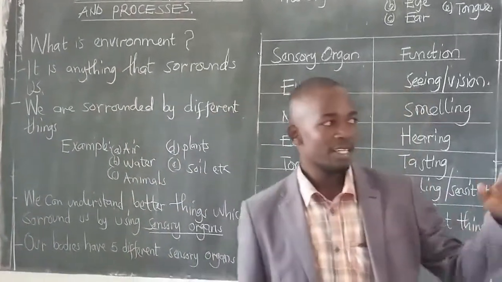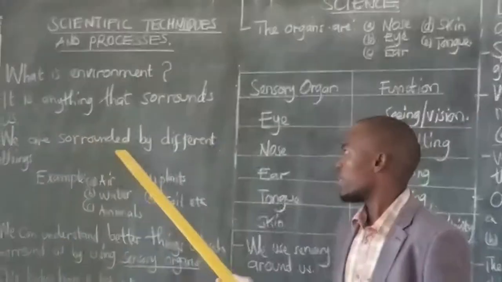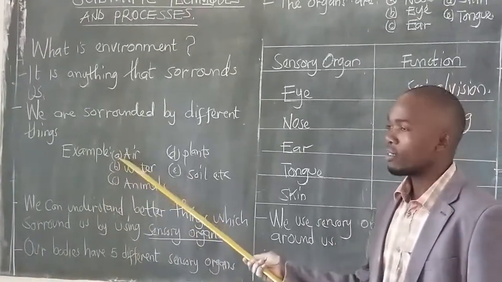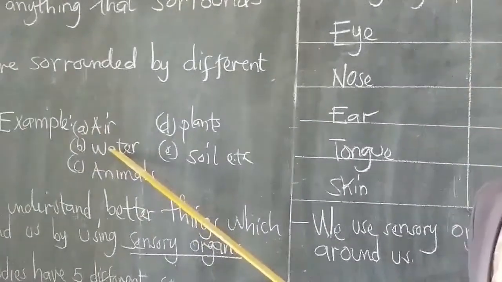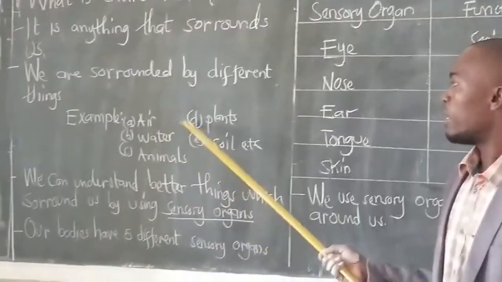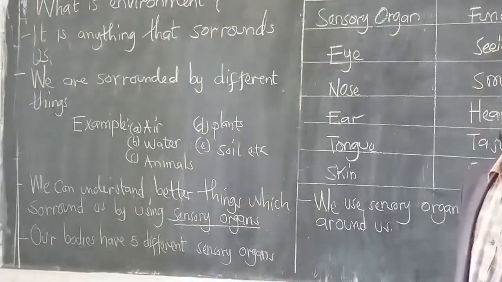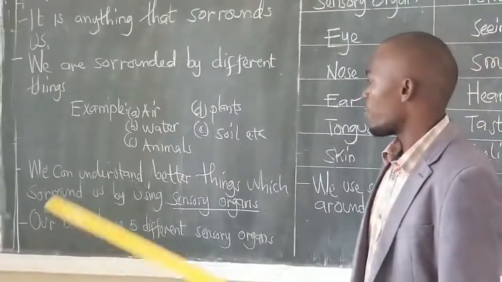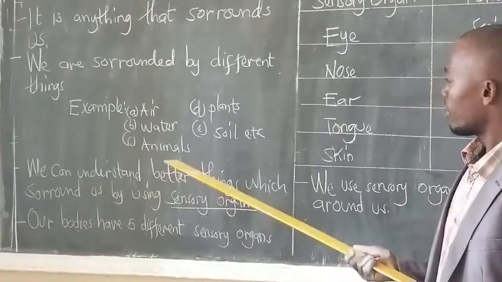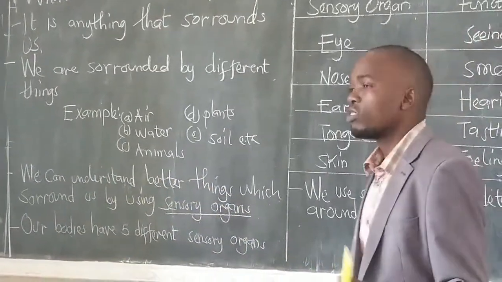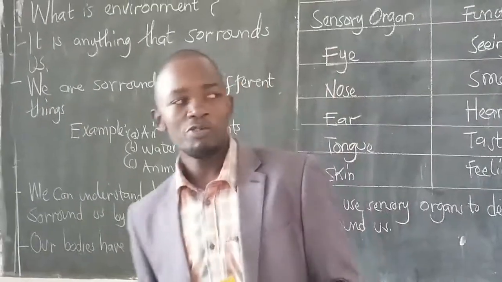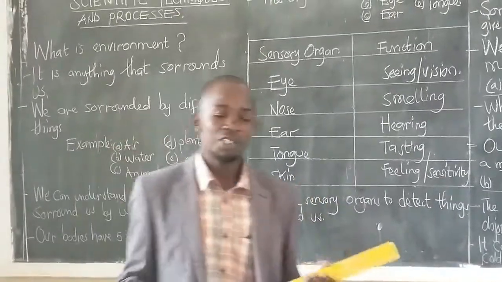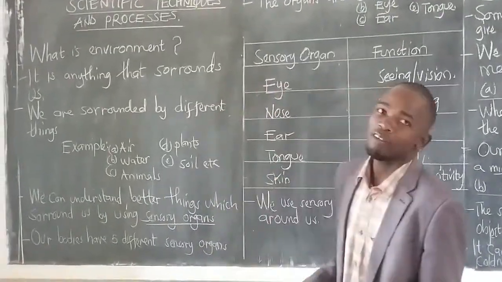What is environment? It is anything that surrounds us. If you can look aside, we are surrounded by many different things, such as air, water, animals, plants, soil, etc. We can understand better the things which surround us by using sensory organs. In our previous class, we learned about sensory organs, and they are 5.